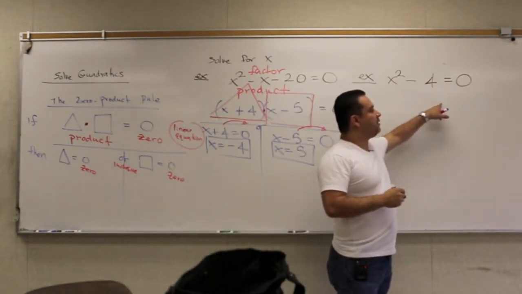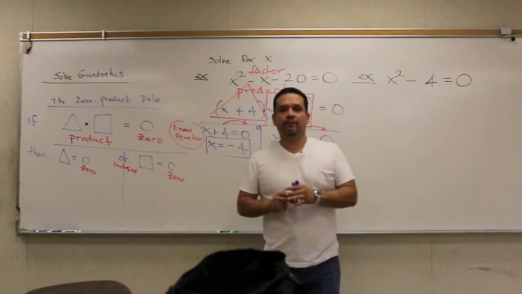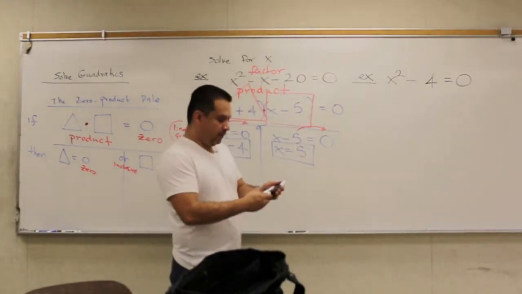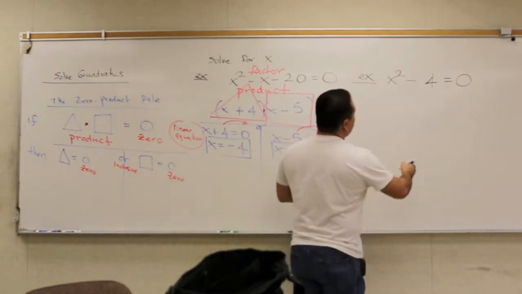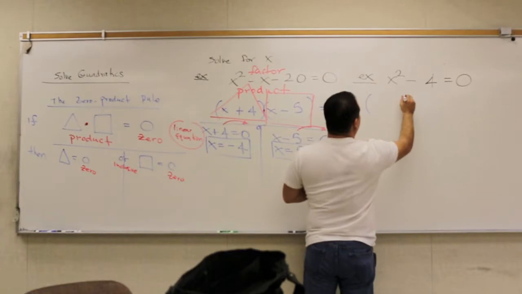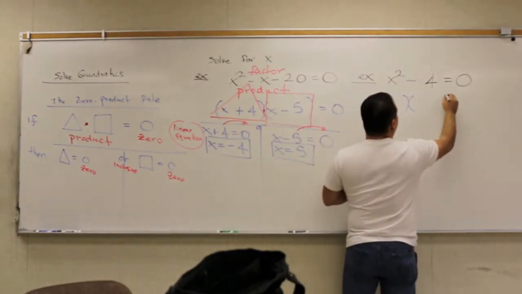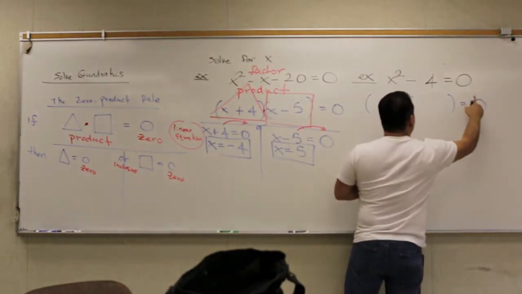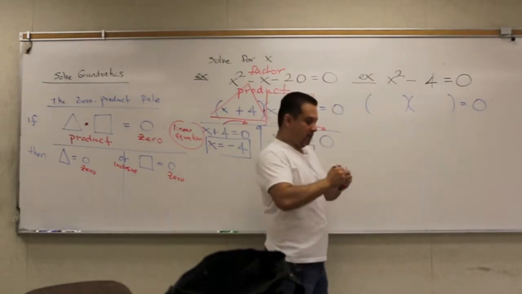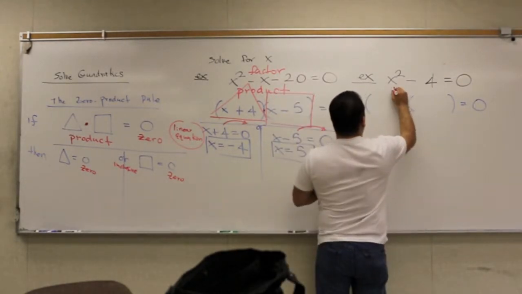X squared minus 4 is 0. What do you guys think about this? Can you factor this? Because that's the difference. We have to write it as a product, right? If we're going to use the zero product rule, we better have a product. That's 0. So how do I get a product here? Right? We need a product to use this.